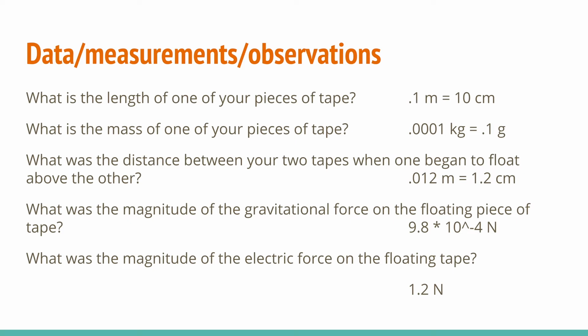the gravitational force on the floating piece of tape was 9.8 times 10 to the negative fourth newtons. Due to these discrepancies, likely due to imprecise measurement, I found the magnitude of the electric force of the floating tape to be 1.2 newtons, which seems inappropriately high. However, this is likely due to my measurements and not my calculations, as I've gone over my calculations multiple times.